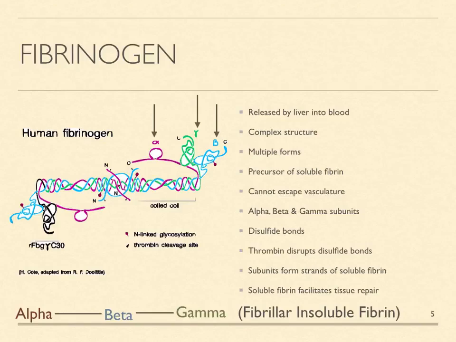It consists of alpha, beta, and gamma subunits that are connected by disulfide bonds. Thrombin disrupts the disulfide bonds and causes the alpha, beta, and gamma fibrinogen subunits to rearrange themselves into fibrillar, that is, two-dimensional, strands of soluble fibrin that might be likened to strands of spaghetti. These strands of soluble fibrin can escape through thrombin-induced inflammatory gaps in capillary walls and enter damaged tissues, where they create a lattice or matrix of fibers that facilitates the cellular activities of tissue repair.